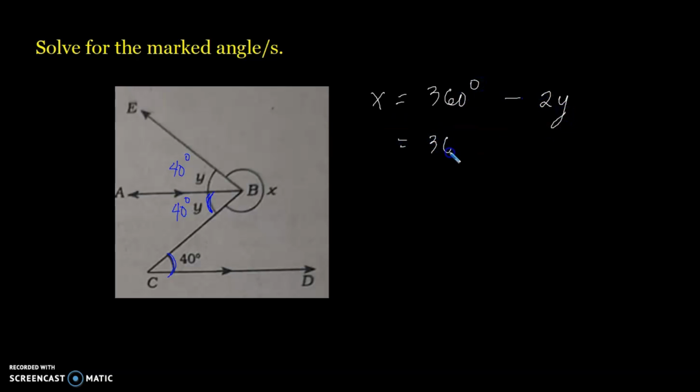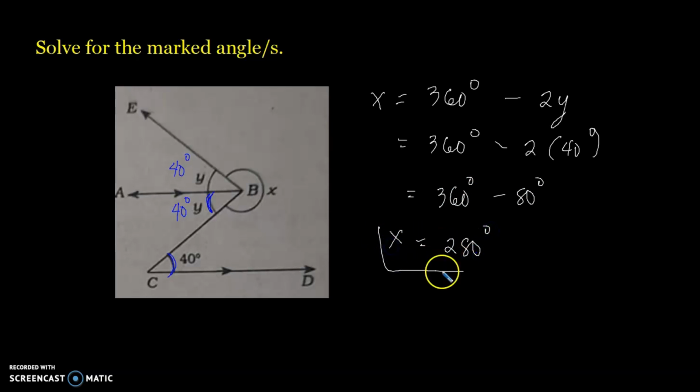And each y is 40, right? So, 2 times 40 is 80. So, this 80 degrees will be subtracted from 360. And you will be arriving at 280 degrees. And there you have it. Okay? So, I hope that you understand or that you were able to follow with the process or the solutions we had for the examples in these applications of the concepts about angle pairs.